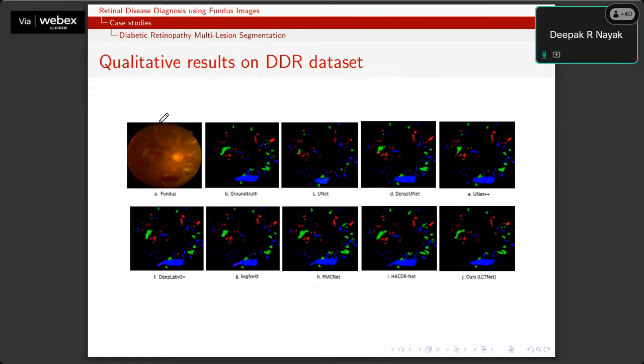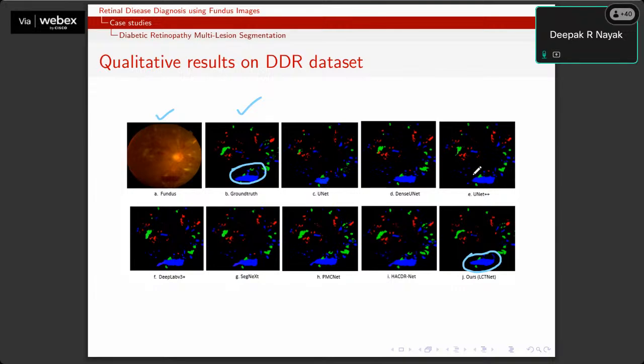If you look at this particular image, and here is the ground truth corresponding to this input fundus image, now you can look at this particular part. This part represents the hemorrhages over here, right? Fine. You can see this part here in the ground truth, and this part in our case is very close.